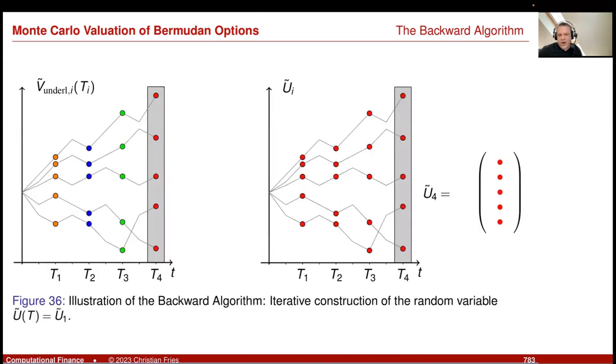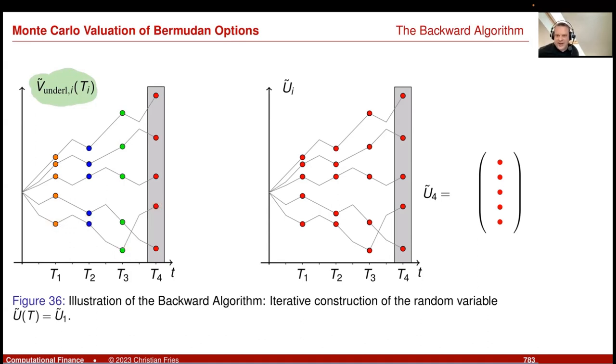Maybe we have a small illustration of what's going on here. On the left side, you see the different underlyings. In time T4, maybe you get these red values here. This is my underlying t4. In time t3, maybe you get the green values here. This is my underlying 3, and so on. So you have the option to exercise into one of these underlyings as you go along this sample path.